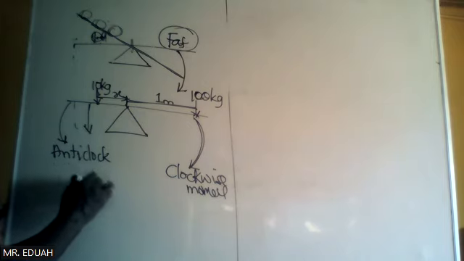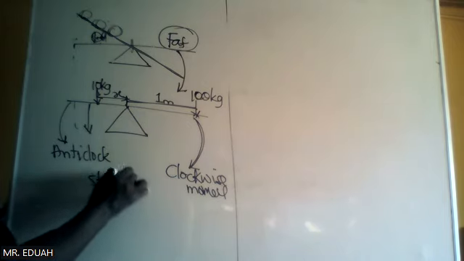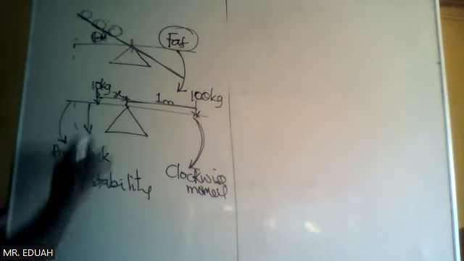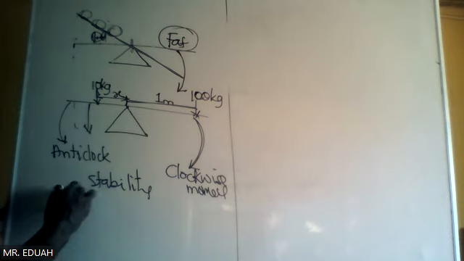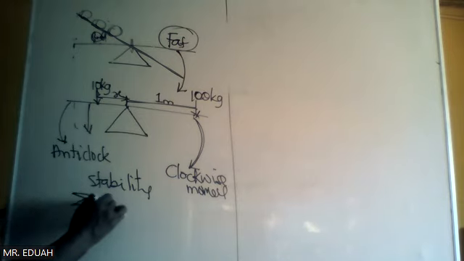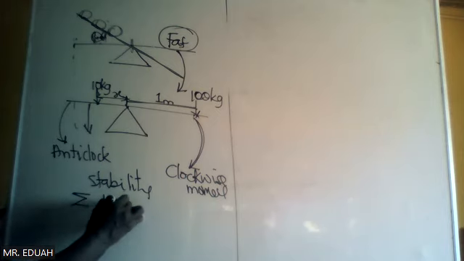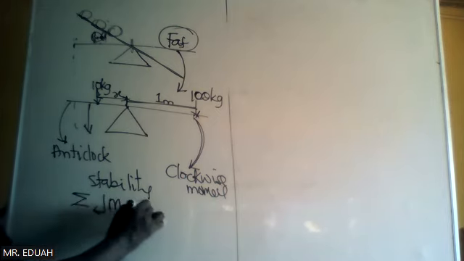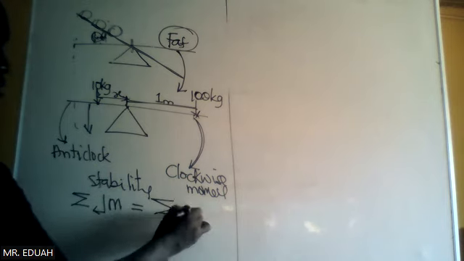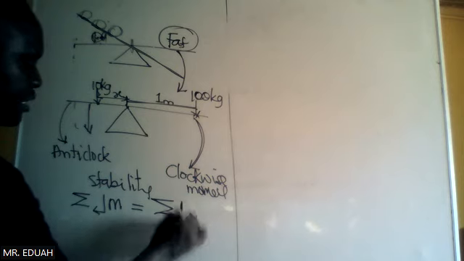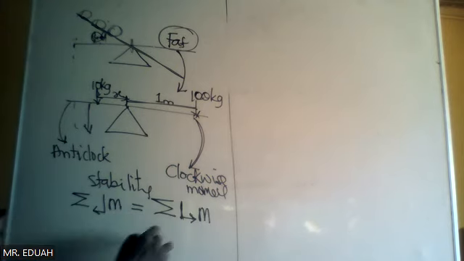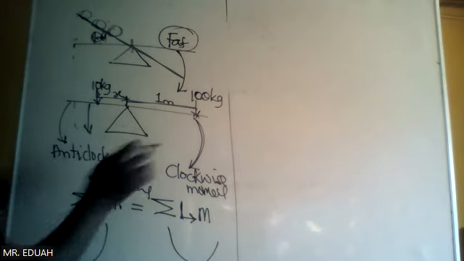For stability or balance, this moment must be equal to this moment. So we say that the sum of clockwise moments must be equal to the sum of anti-clockwise moments. These are directions. This represents this, and this one represents that, as I've done here.